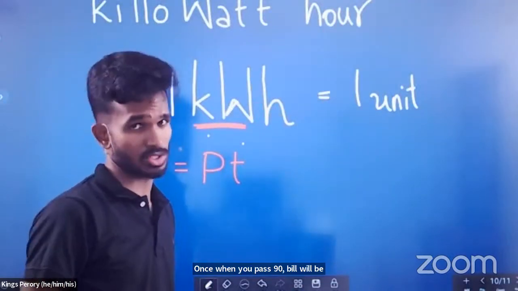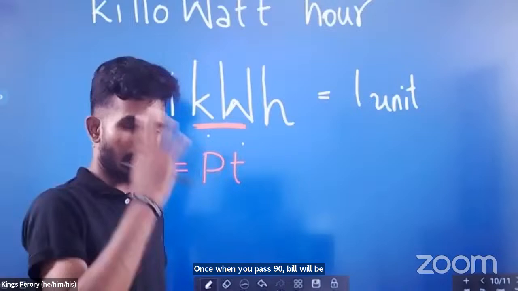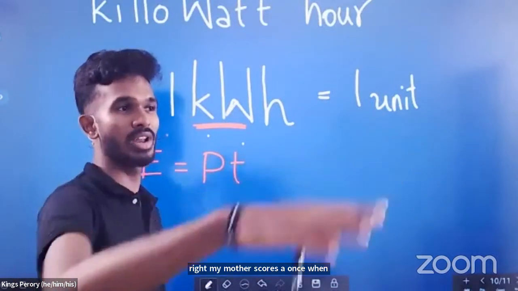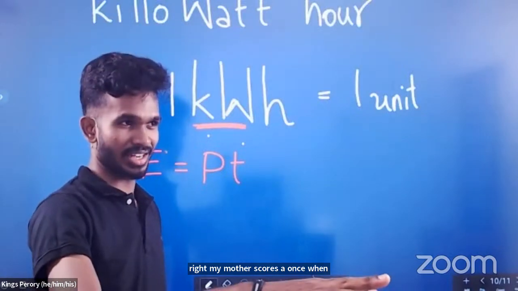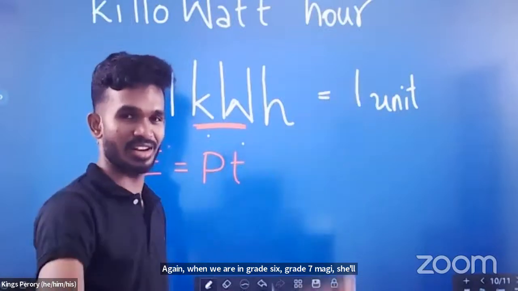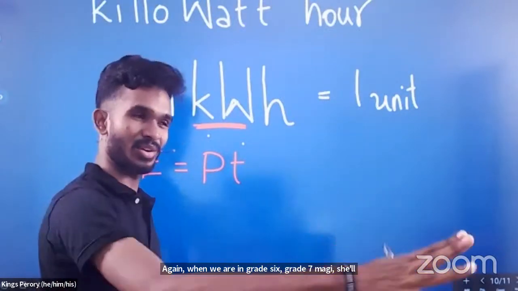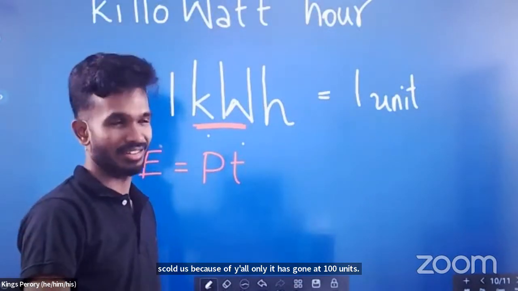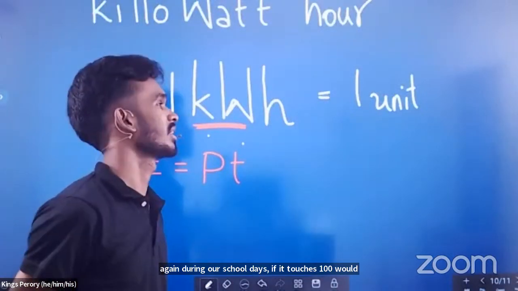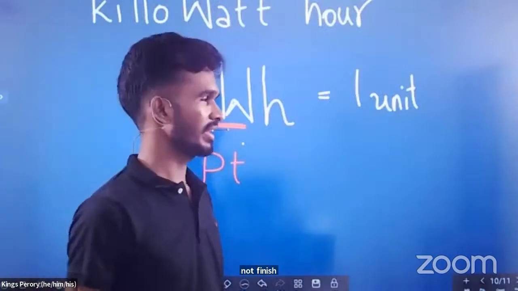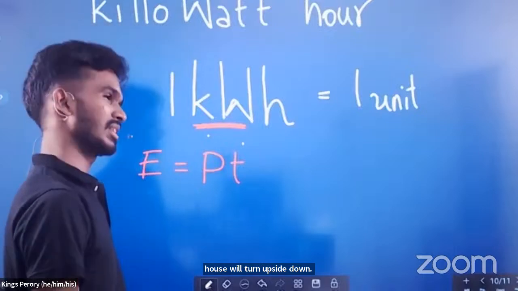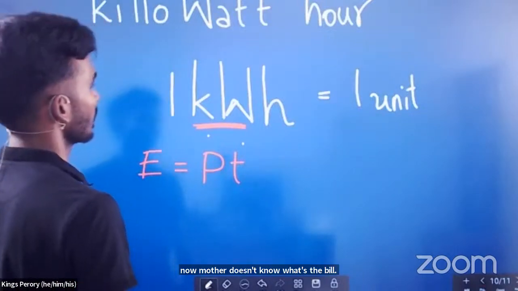There is a calculation part, right? My mother scolds. Once it hits 100, she will scold, and again when we were in grade 6, grade 7, she would scold us because of you it has gone to 100 units. Usually we tried to keep our bill around 80 during our school days. If it touches 100, finish. The house will turn upside down. Maybe grade 6, grade 7 now, eh? Now mother doesn't know what the bill is. Mother, no, I handle all those things.